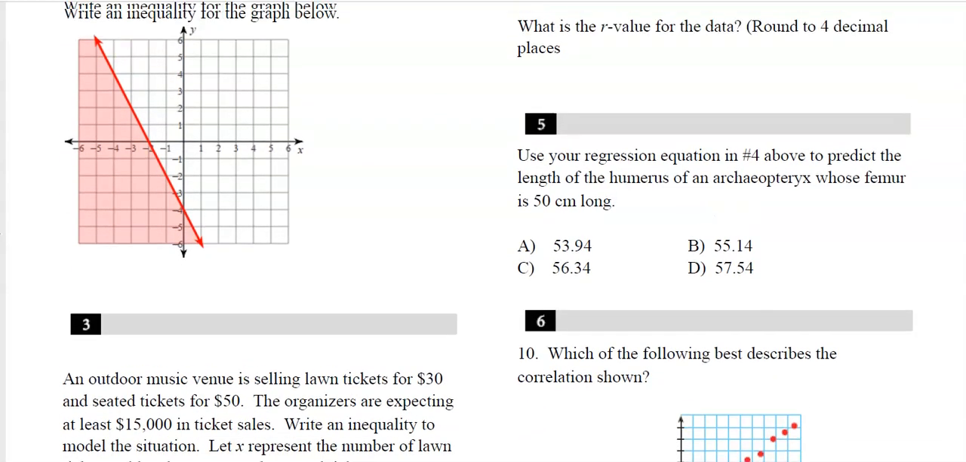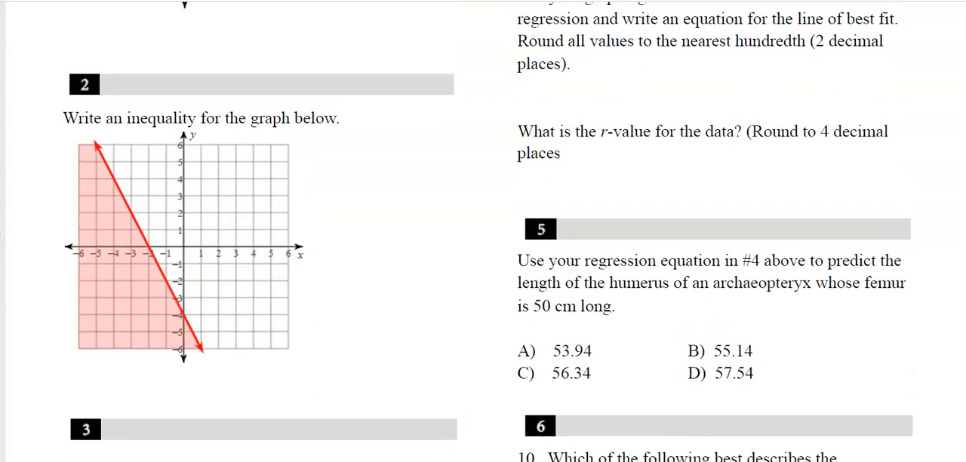All right, moving on down. Number 5, it says use your regression equation in number 4 to predict the length of the humerus if the femur was 50. The femur was x. So we're going to punch in our calculator. Y equals 1.20. Here's where I put my femur length in. I want to put the 50 in though. And then minus the 3.66, I believe it was. And I'm pretty sure the correct answer here was 56.34.